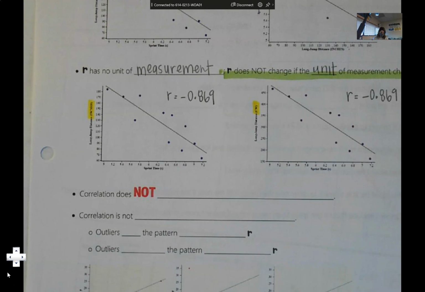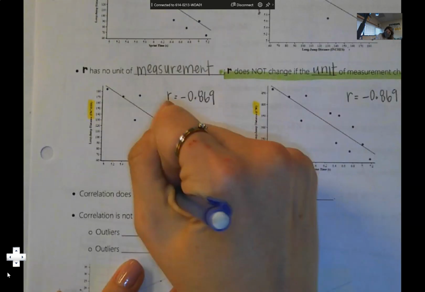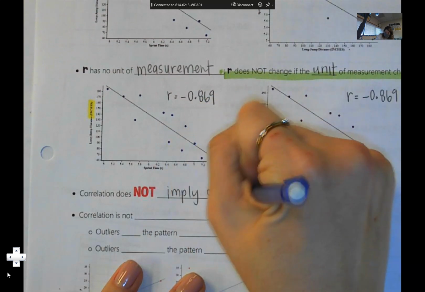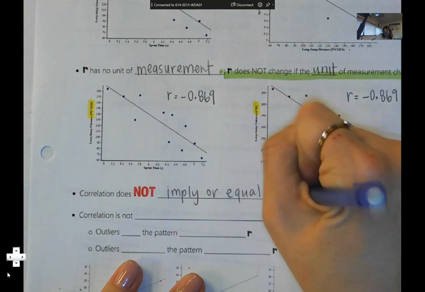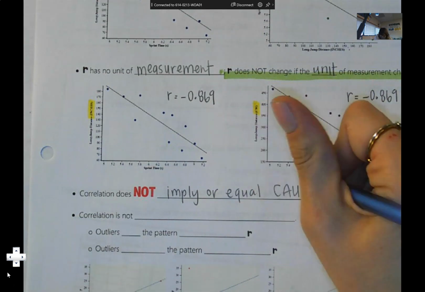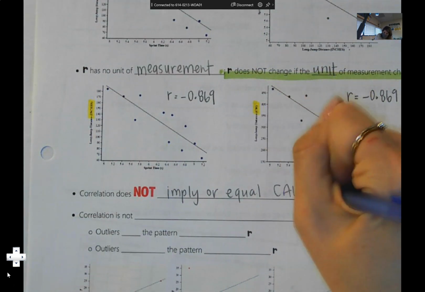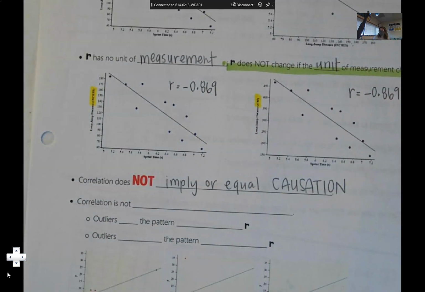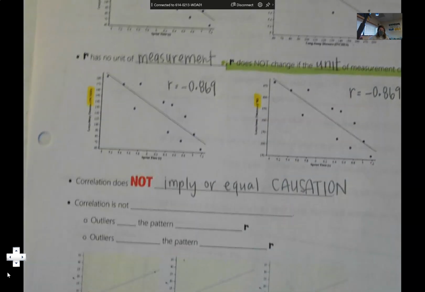And then the next one is the one that has to do with the butter example and the reason why your testing example is back. So R does not imply or equal causation. R does not imply or equal causation.